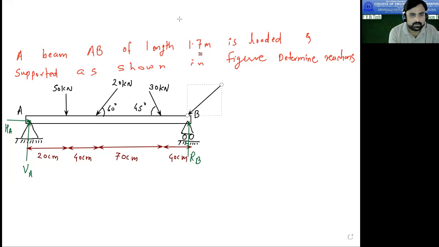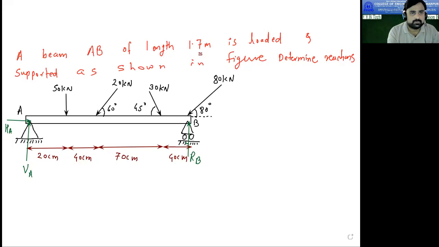Okay. And this force is of 80 kilonewton. Okay. This force is of 80 kilonewton and its angle with horizontal, this angle, they have given it as 80 degree. This is at point B. So this is now the given diagram. Okay, this is now the given diagram.